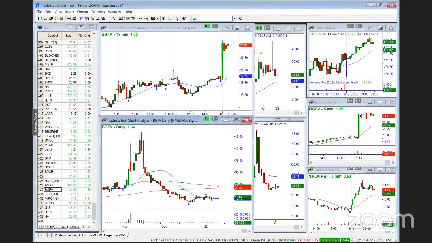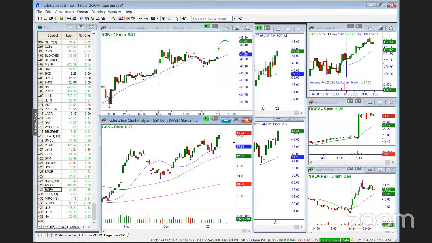Do you remember our GSK that we entered 2 days ago? We bought a call option, and that's looking great. I'll be moving the stop on that.